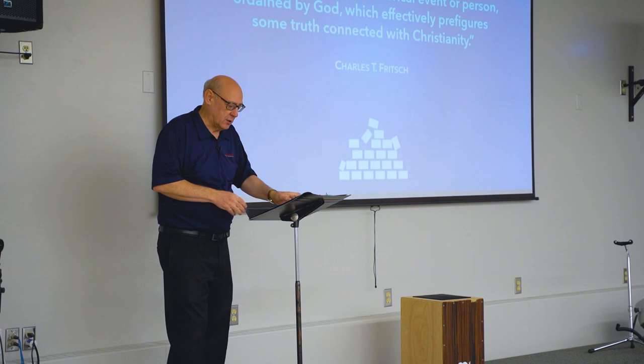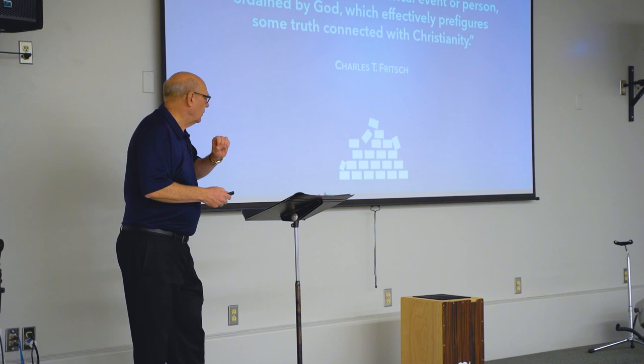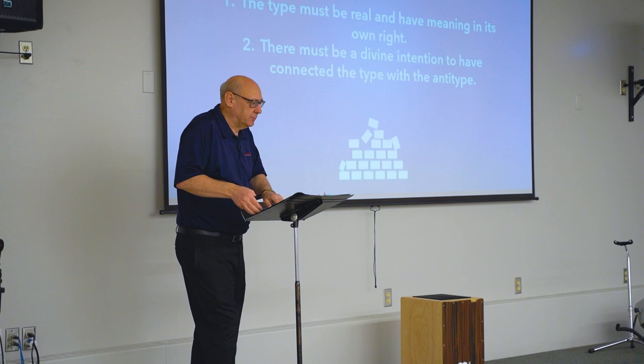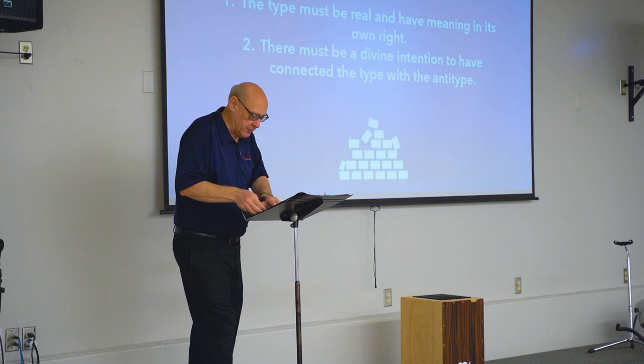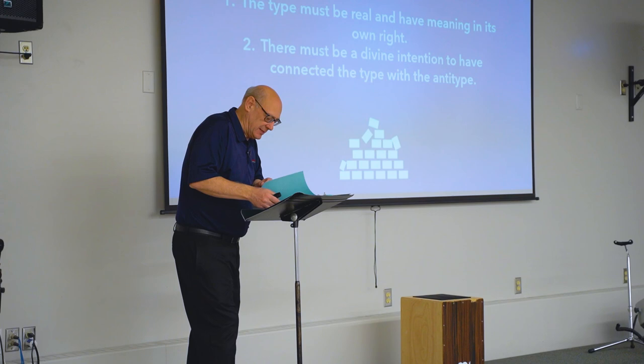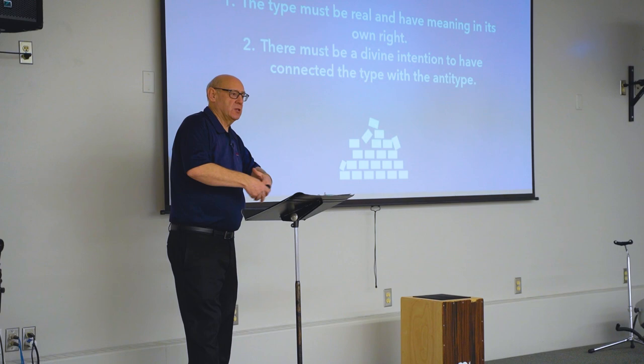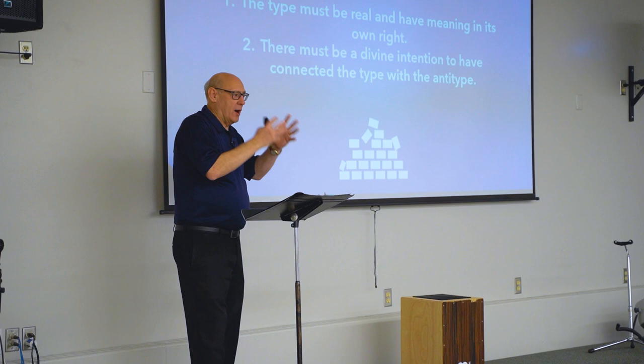I'm going to give you some characteristics of a type, and then we'll finish off with an example. The type must be real and have meaning in its own right. There must be evidence that the person, event, or institution actually existed and functioned in a real time period with a distinctive meaning. So for example, again, looking at the sacrificial lamb, the priest would be sacrificing that over and over and over again, not even thinking of what it was prefiguring. They'd just think, this is how we deal with sins today.